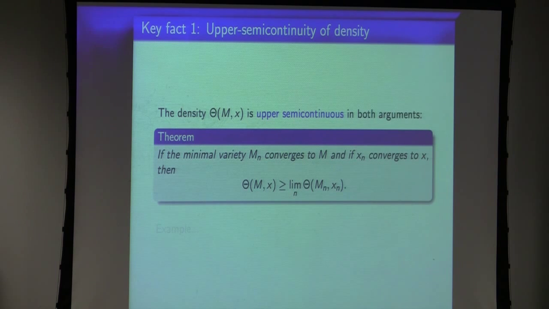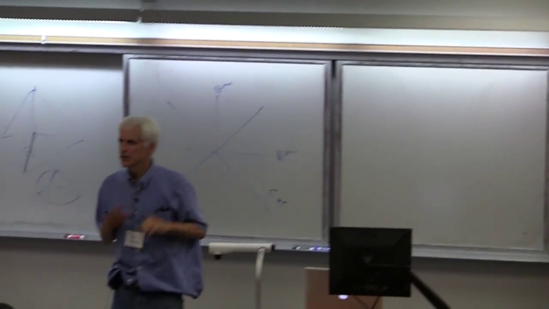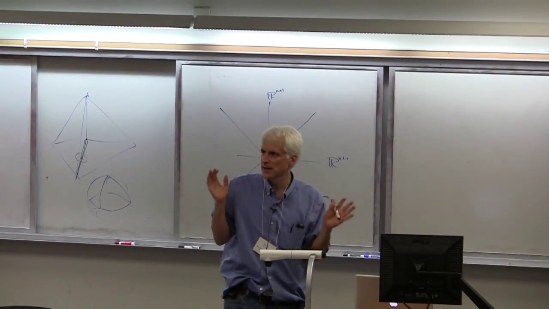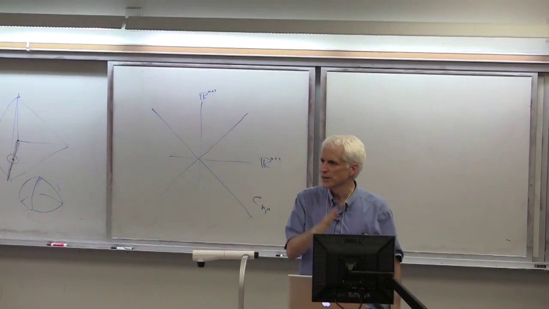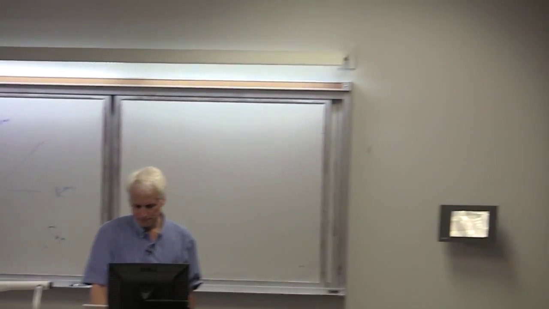And what notion of convergence are you using for the minimal varieties? Just pick your favorite one. Weak convergence, like varifolds, or because you're flat, you reduce it to strong convergence by standard regularity theory. Well, it doesn't really use that. This is sort of pre-regularity. This follows just from monotonicity and nothing else. So any notion of weak convergence would work here.